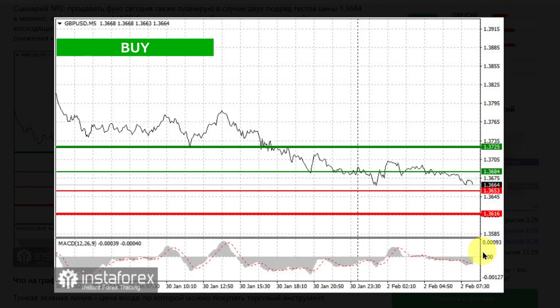You could also plan to buy the pound today if price tests the 1.3653 level twice in a row, while the MACD is in oversold territory. This would limit the pair's downside potential and could trigger a bullish reversal. In this case, a move toward 1.3684 and 1.3725 can be expected.